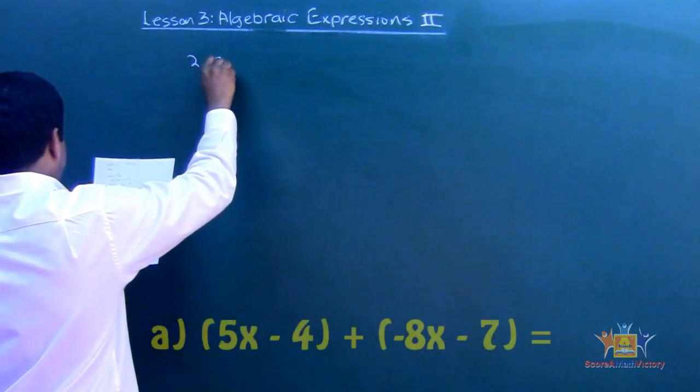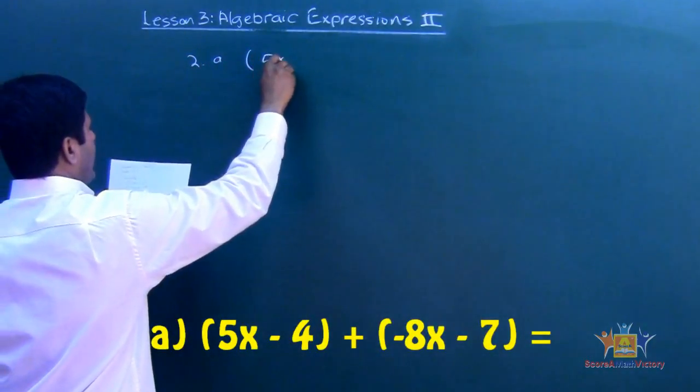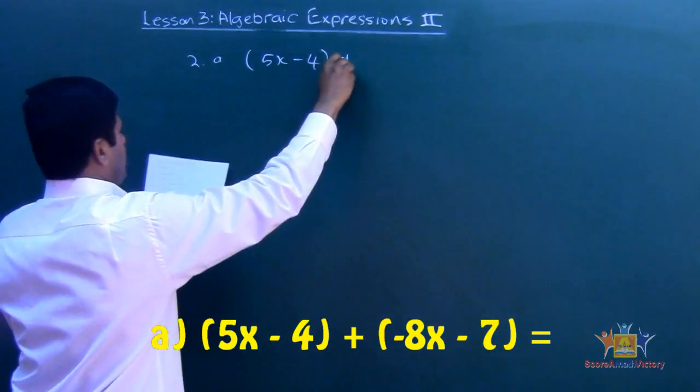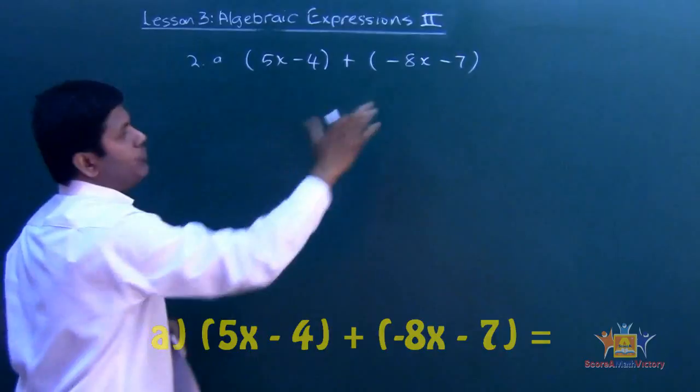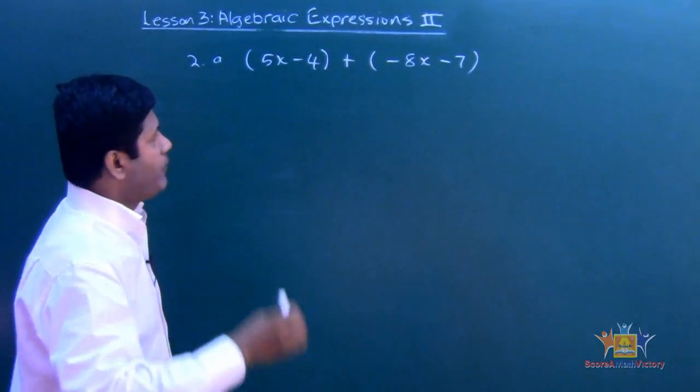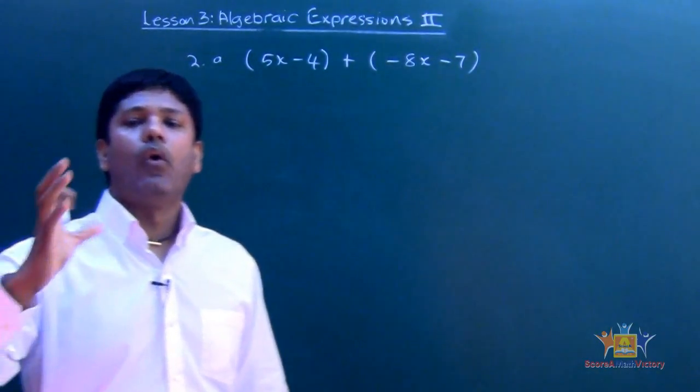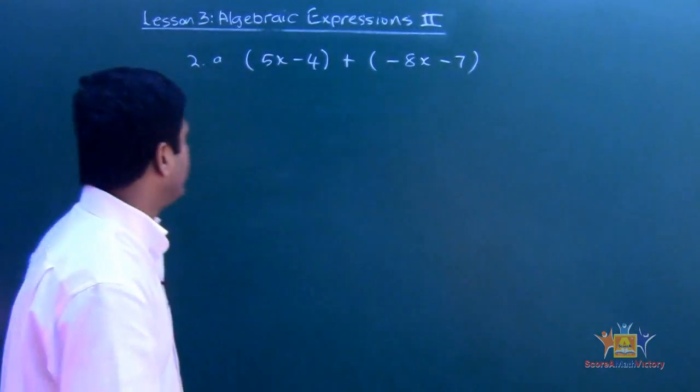2a, given 5x minus 4 plus negative 8x minus 7. We are adding two algebraic expressions, alright? And what's our first step ought to be? Open the bracket. We're going to expand it, okay? We're going to remove the bracket.